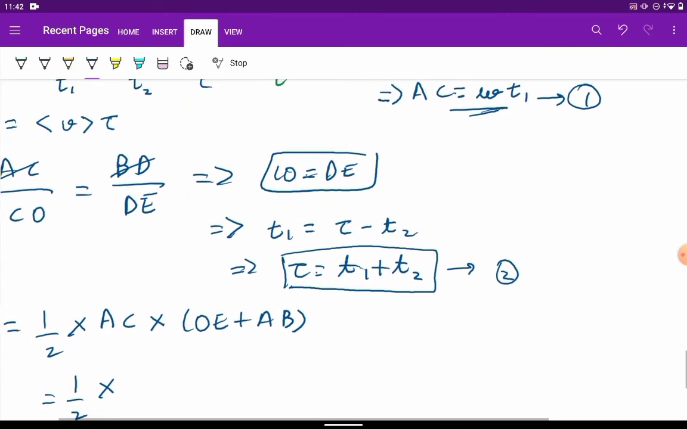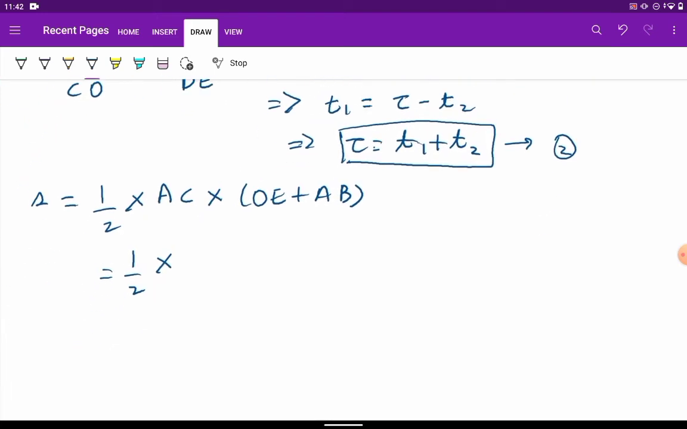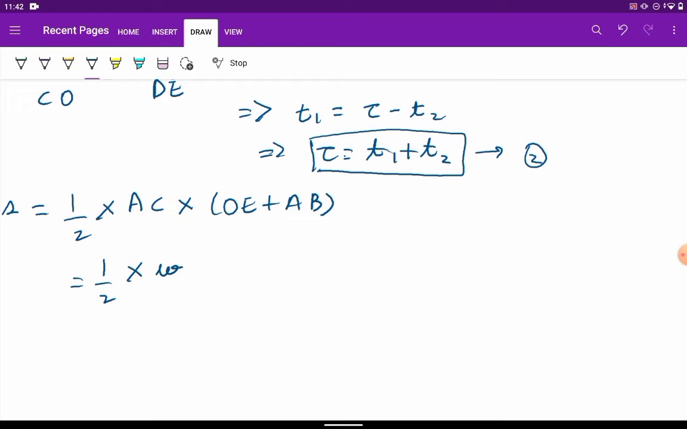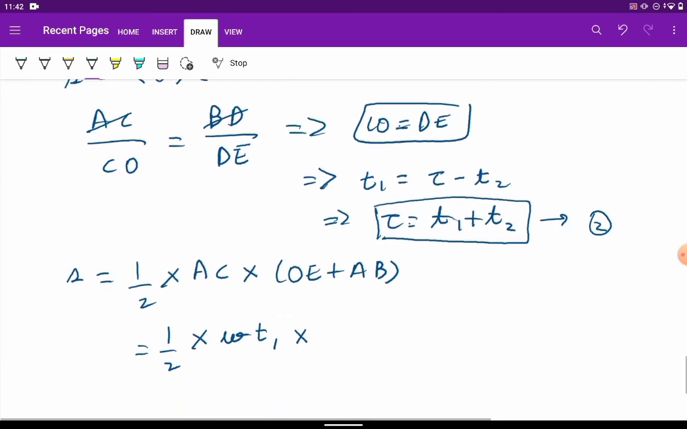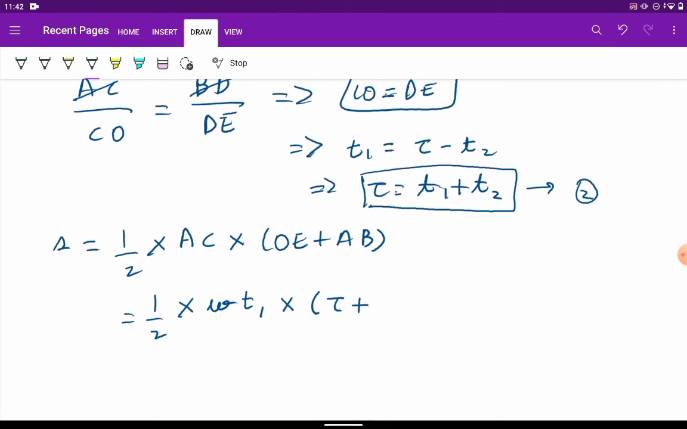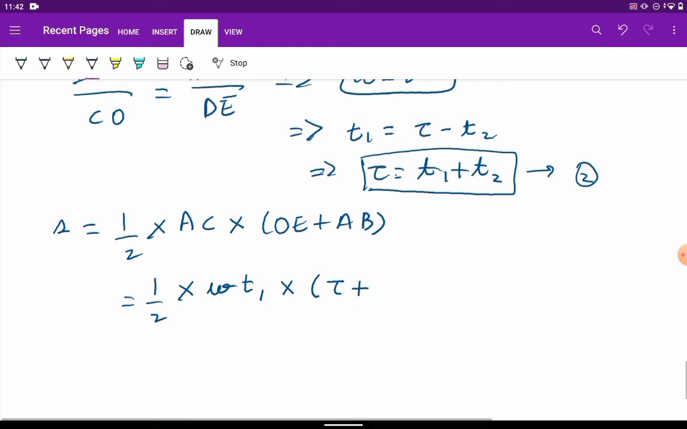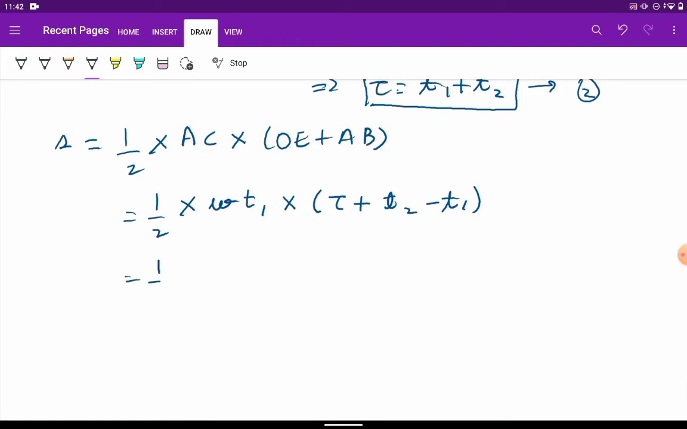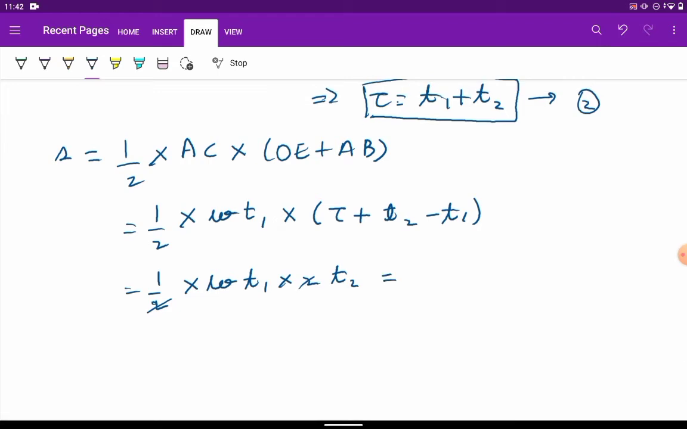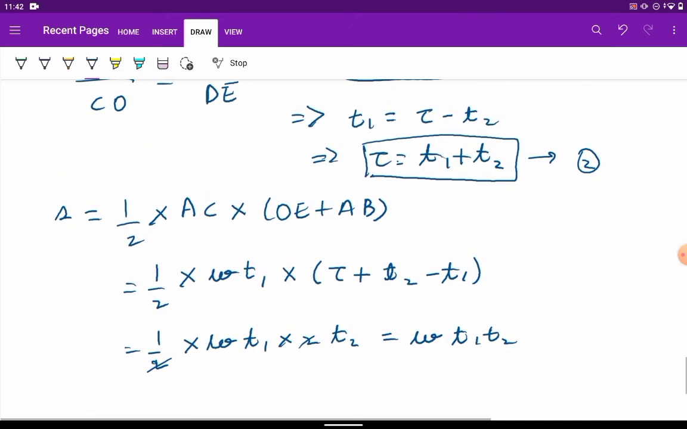So from 1 we have AC as WT1 and OE is obviously tau and AB is T2 minus T1. Now we know that tau is equal to T1 plus T2, so half into WT1. So if we substitute tau as T1 plus T2, T1 cancels out, 2 T2 is left, 2 cancels out, it becomes W times T1 T2.